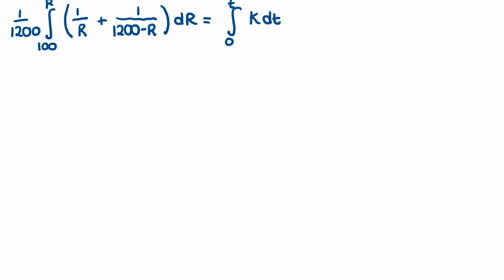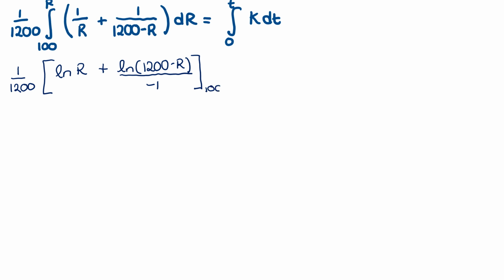So I put everything back here so we can see it properly. So this 1 over 1200 is just going to sit where it is. The first piece becomes the natural log of R. That's very straightforward. The next piece becomes plus the natural log of 1200 minus R. But then you have to divide by the derivative of the inner function, which means we're dividing it by a minus 1. And that's going to be evaluated between 100 and R. So effectively that's the same as minus minus ln 1200 minus R. This becomes KT, which we evaluate between 0 and T.